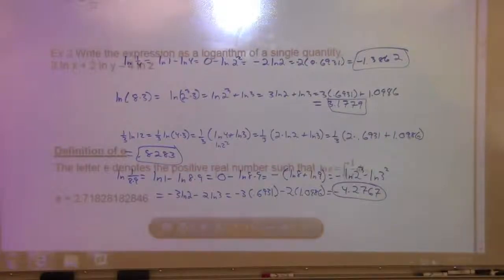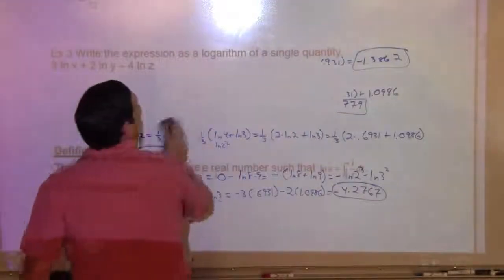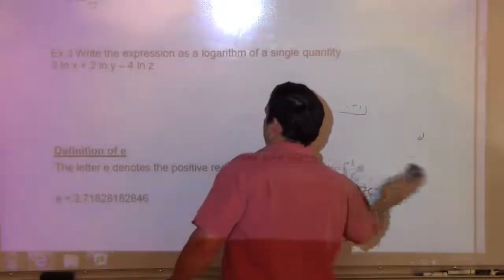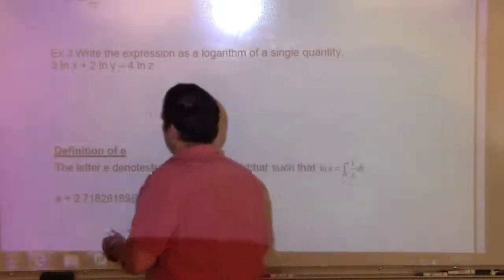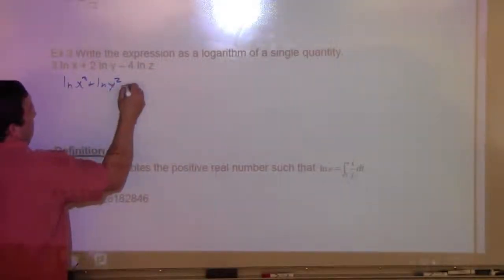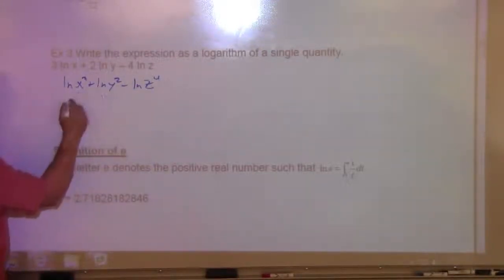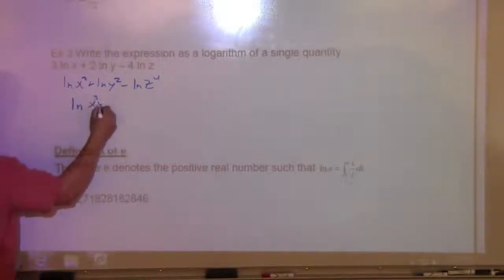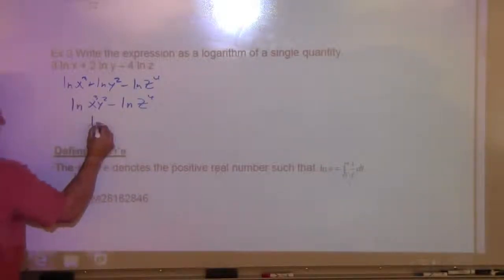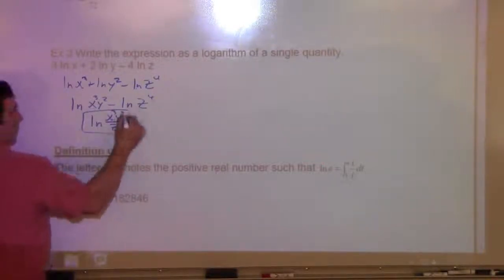Example 3. Write the expression as a logarithm of a single quantity. We have 3 natural log of x plus 2 natural log of y minus 4 natural log of z. That's natural log of x cubed plus natural log of y squared minus natural log of z to the 4th power. Being a sum, this could be written as natural log of x cubed y squared minus natural log of z to the 4. Being a difference, we have a fraction, so it's natural log of x cubed y squared over z to the 4th power.